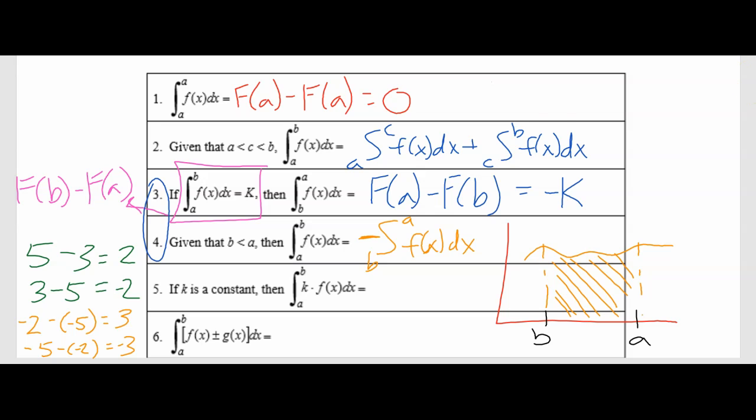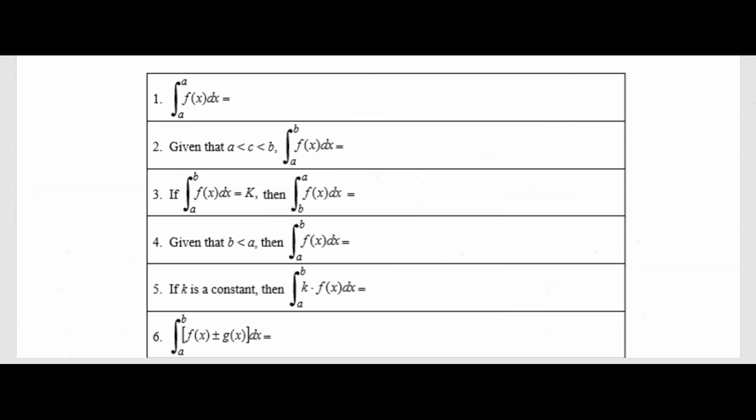All right, let's talk about number 5, and let's clear some of this up, actually. Number 5, if k is a constant and you're taking a definite integral, you can just pop the k right outside, right? Just like we did for derivatives, I can rewrite this as k times the integral a to b of f of x dx. Sometimes it's easier to pop it out. Sometimes it's easier to keep it in. Just know that you can do either.